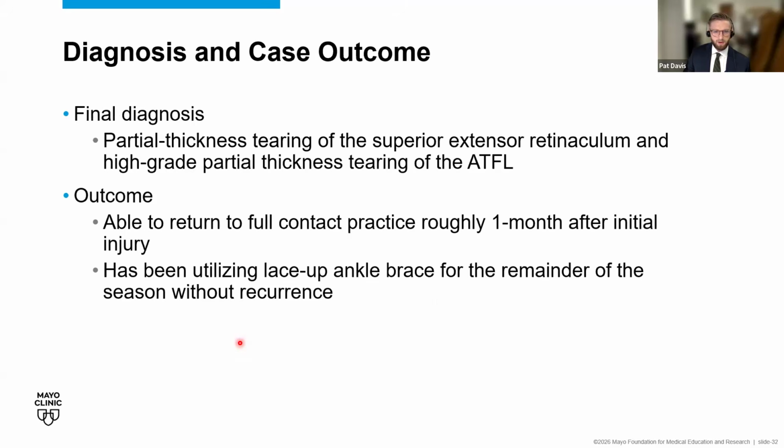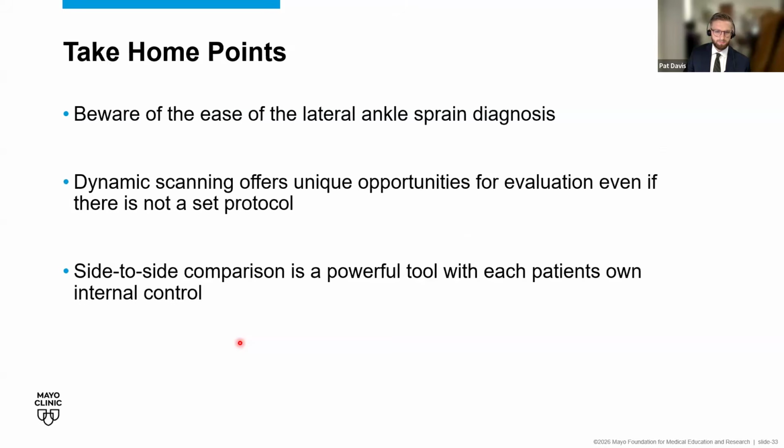Overall, he was able to return to full contact practice roughly 1 month after initial injury and has been utilizing a lace-up ankle brace since for the remainder of the season without recurrence. So a couple of take-home points from this case. I think one of the main ones is to beware of the ease of a lateral ankle sprain diagnosis. Certainly, this patient came in with an inversion mechanism of injury, playing basketball, running, so a lateral ankle sprain is definitely what would seem to be the most common thing.